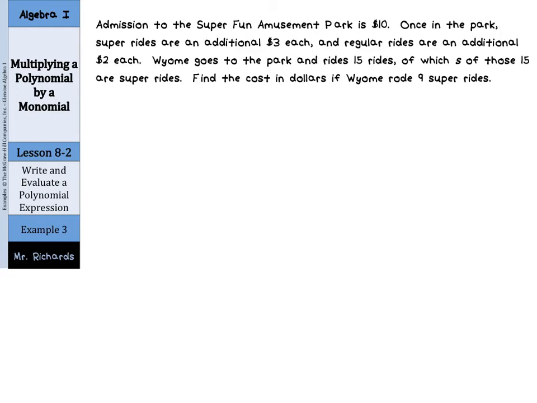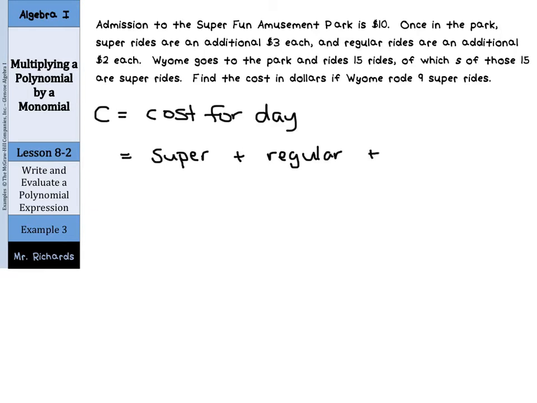Well, let's set a variable here. Let's say that C is going to be our cost for the day. Now, what's in that cost for the day? Well, that is going to equal the super rides plus the regular rides plus the admission cost. So really here, our cost is going to equal, for the super rides, it's $3 additionally. So it's $3 per super ride, so 3S.